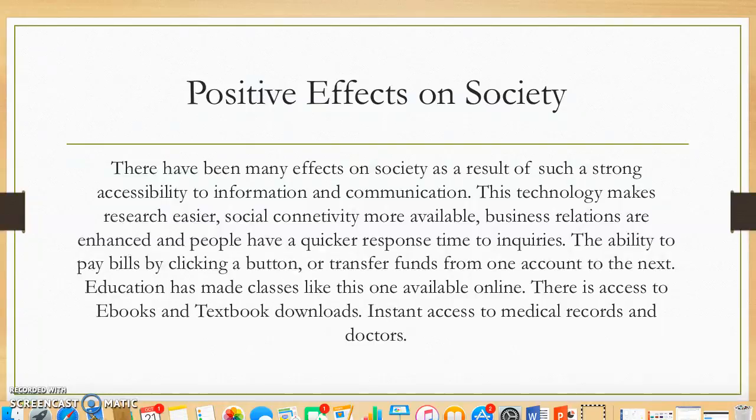Education has made classes like this one available online. There is access to ebooks and textbook downloads, instant access to medical records and doctors.